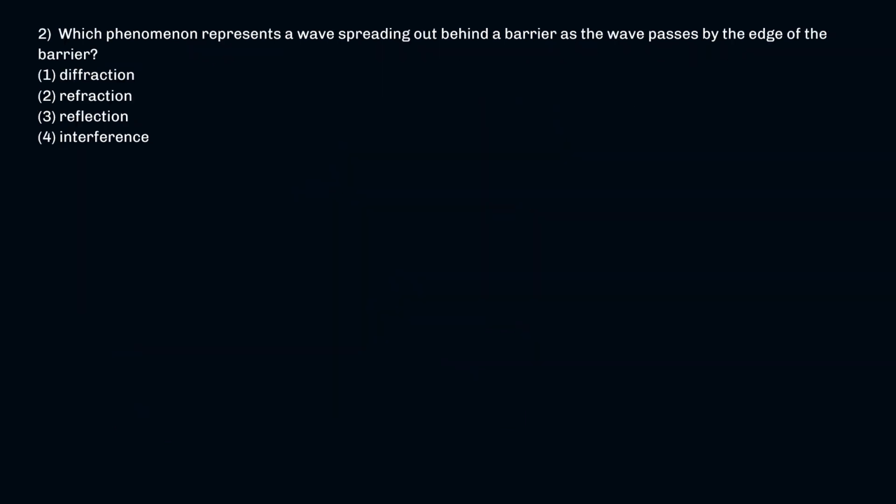All right, so example number 2, we have: which phenomenon represents a wave spreading out behind the barrier as the wave passes by the edge of the barrier? So we have here answer choice 1 is diffraction, 2 refraction, 3 reflection, and 4 interference.